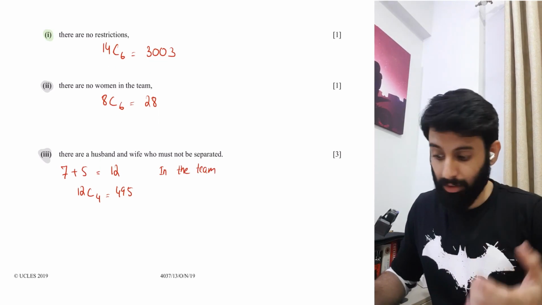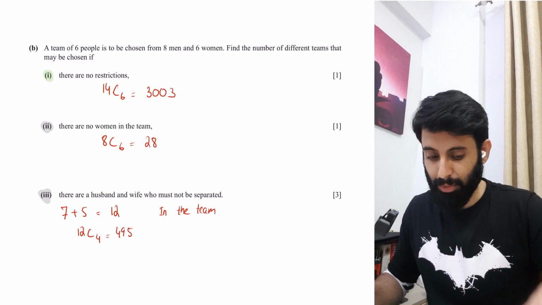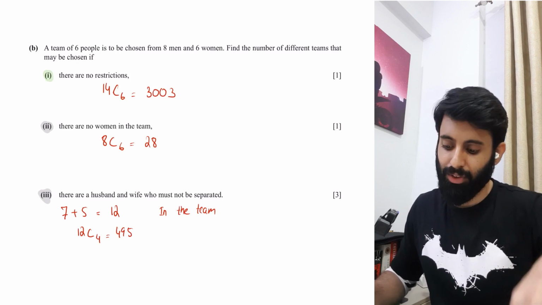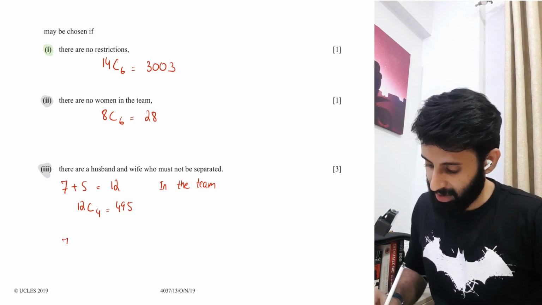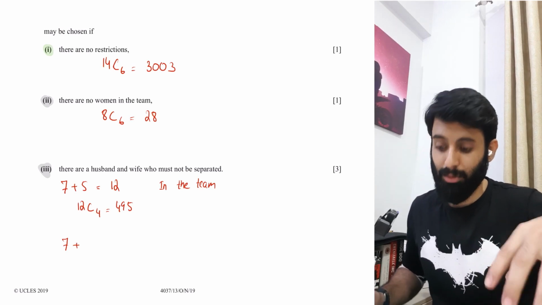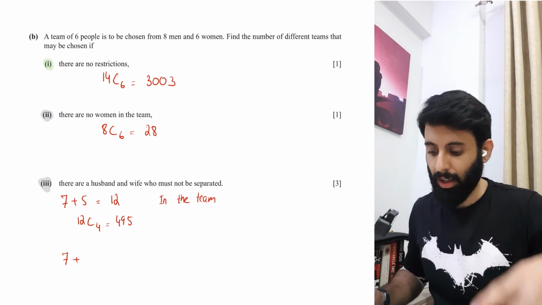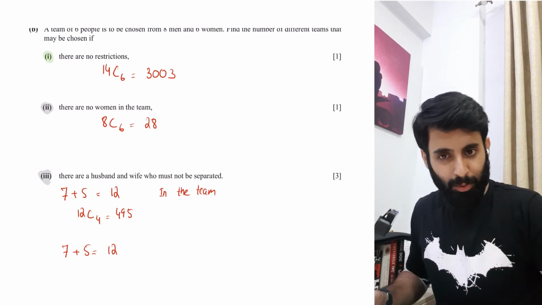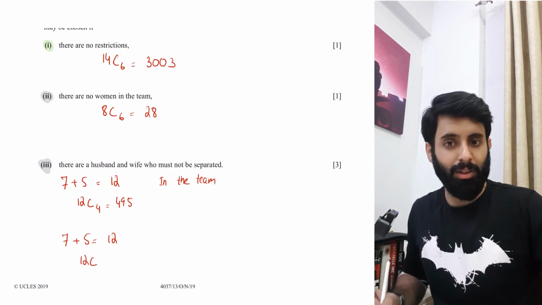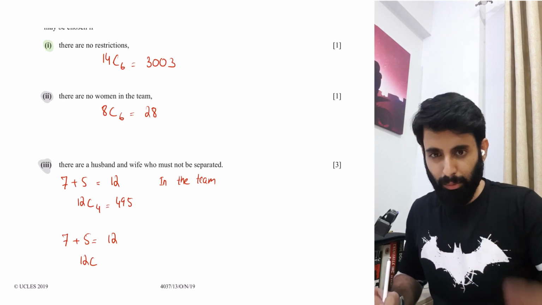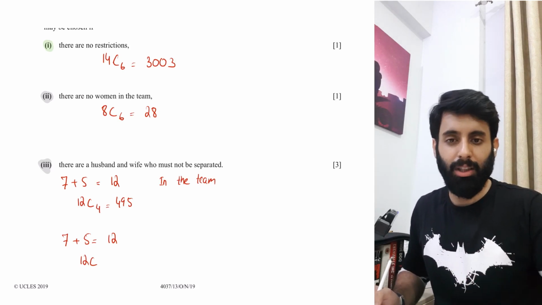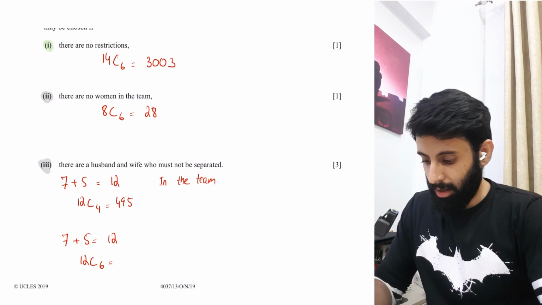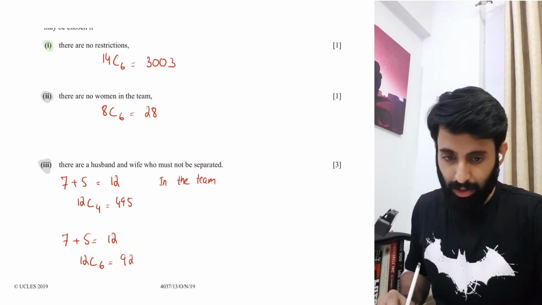Now, what if they're both out of the team? So we're still choosing 6 people, but if they both have to be out of the team, that means we have to make sure that the husband is not part of the pool that we're selecting from. So we're going to be selecting from 7 men, and we have to make sure that the wife who cannot be in the team is not part of the pool either. So we have 5 women to choose from. So again we have 12 people to choose from, but this time we're selecting all 6. We're not selecting 4, because we selected 4 when both husband and wife were in the team, but this time we're selecting 6 because that's what the question says. So 12C6 is equal to 924.